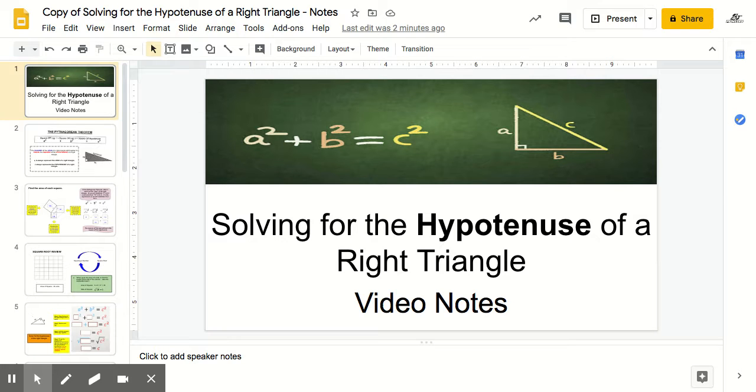Hey everyone, today we are continuing on with the Pythagorean theorem, and now we are going to use the Pythagorean theorem to solve for a missing side of a triangle. Today we're going to focus on solving for the hypotenuse of a right triangle. So please remember that the hypotenuse is always the longest side of the triangle. It is also the side that is directly across from the right angle.